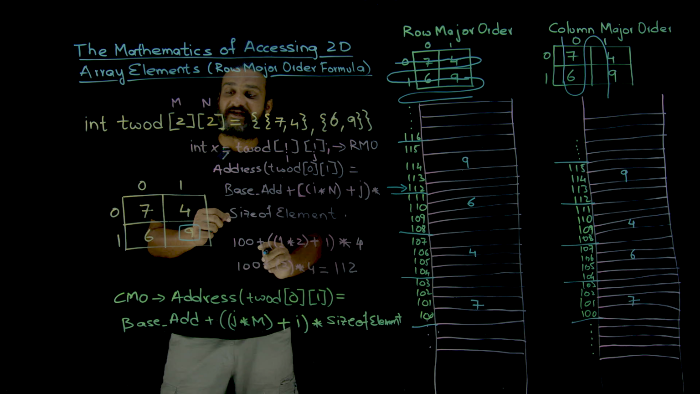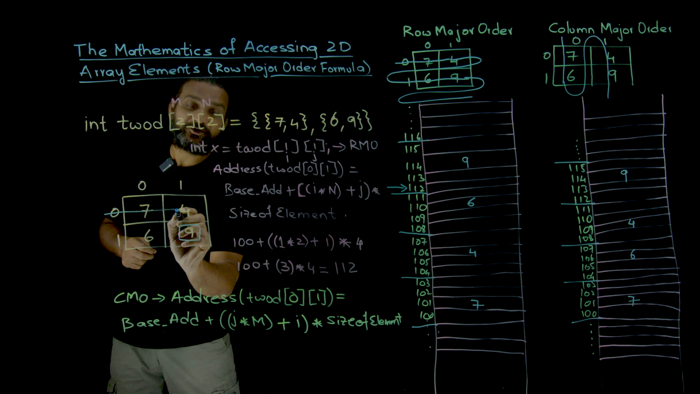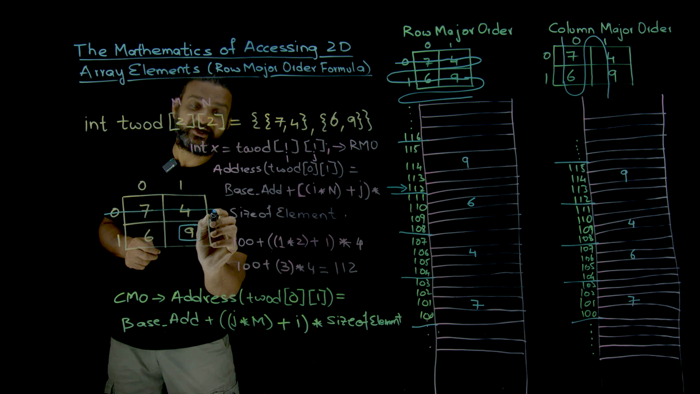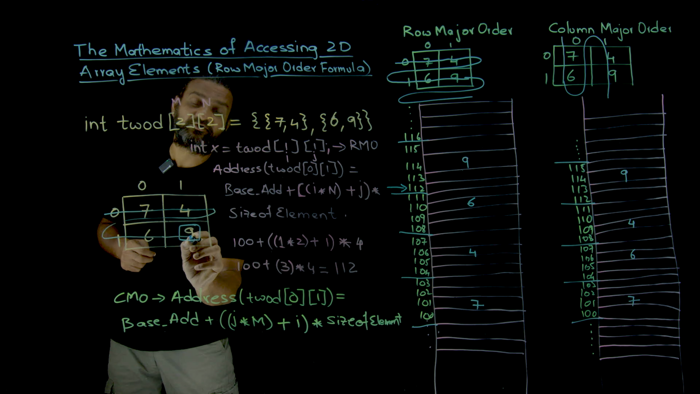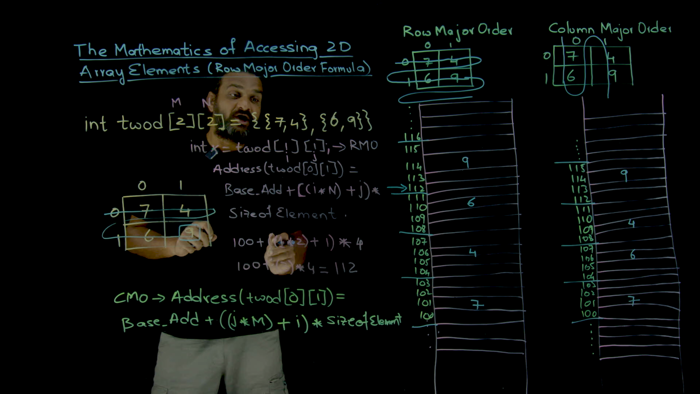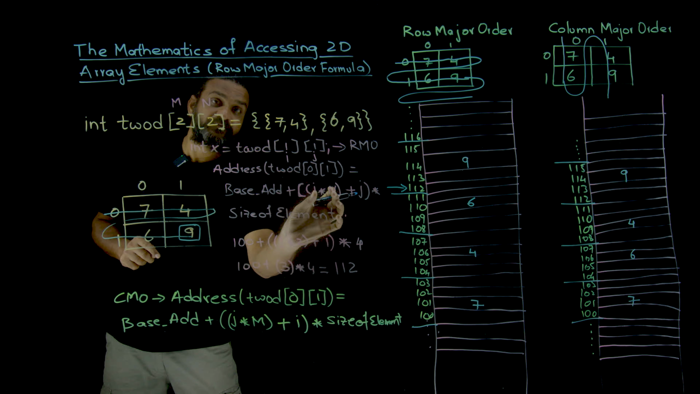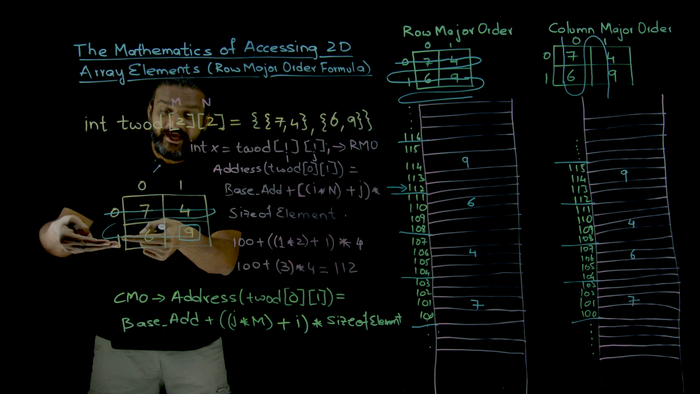As we know, the elements are accessed row by row. So the first element is 7, the second element is 4, the third element is 6, and the fourth element is 9. So this is the element that we need to access. With this I into n, what we are going to get is, how many elements are there?